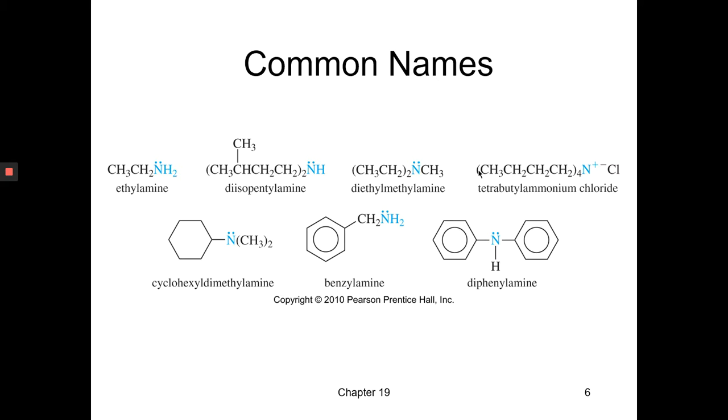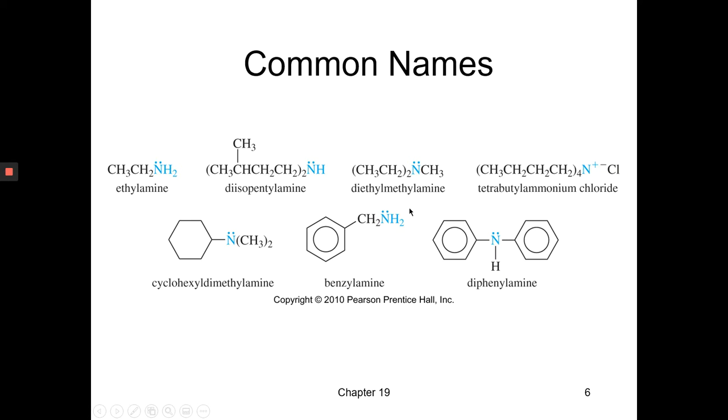Many amines are known by their common names. We simply name the alkyl groups. Okay, here we have ethylamine. Here we have diisopentylamine, diethylmethylamine. Okay, this is a tertiary amine. And then here's a quaternary salt. This is tetrabutyl ammonium chloride. Okay, this is cyclohexyl dimethylamine.